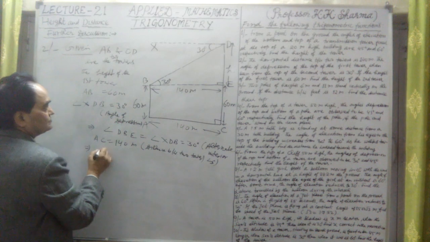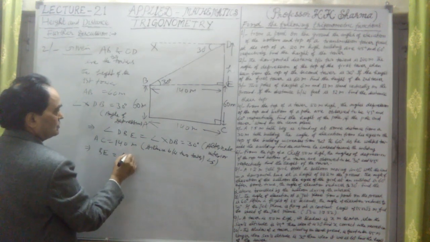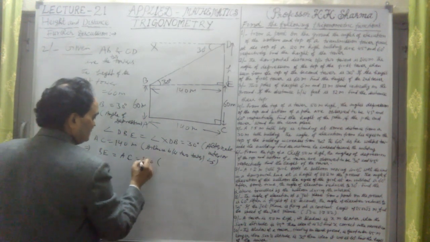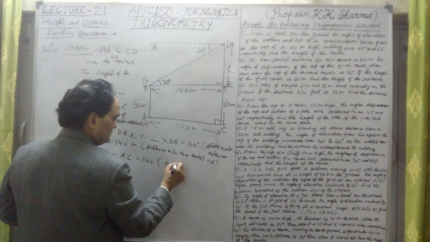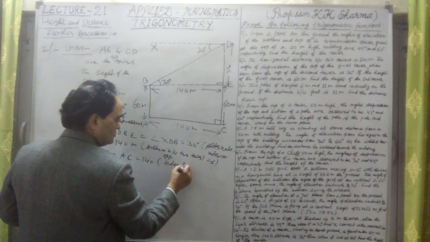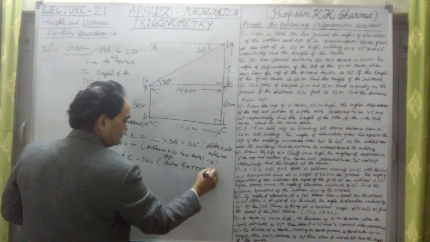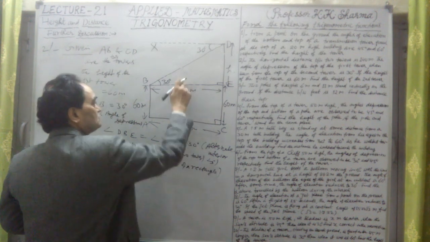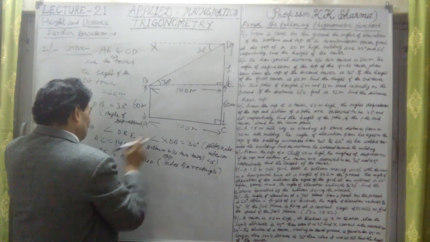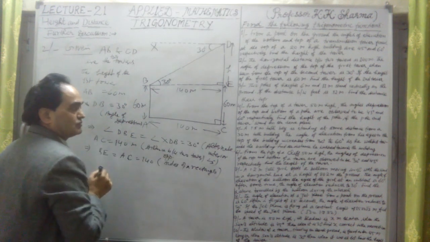This implies that BE is equal to AC is equal to 140 meter. Why? Because opposite sides of a rectangle are equal. This is forming a rectangle. ACEB is a rectangle, with the opposite sides of a rectangle equal. So this is also 140 meter.